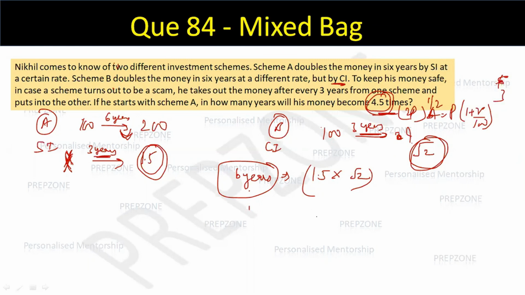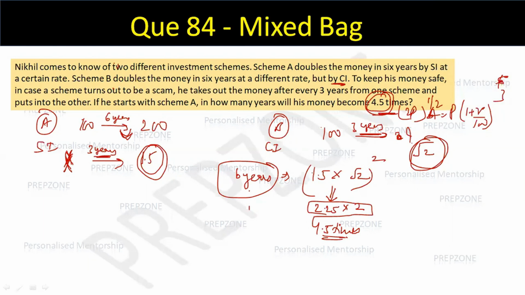Now the question asks that this has to be 4.5 times. Okay. So now all you have to do is to visualize what 4.5 is. I mean, how do you generate 4.5 from here? 4.5 is 2.25 into 2, right? Which means all you have to do is to take a square of this, right?